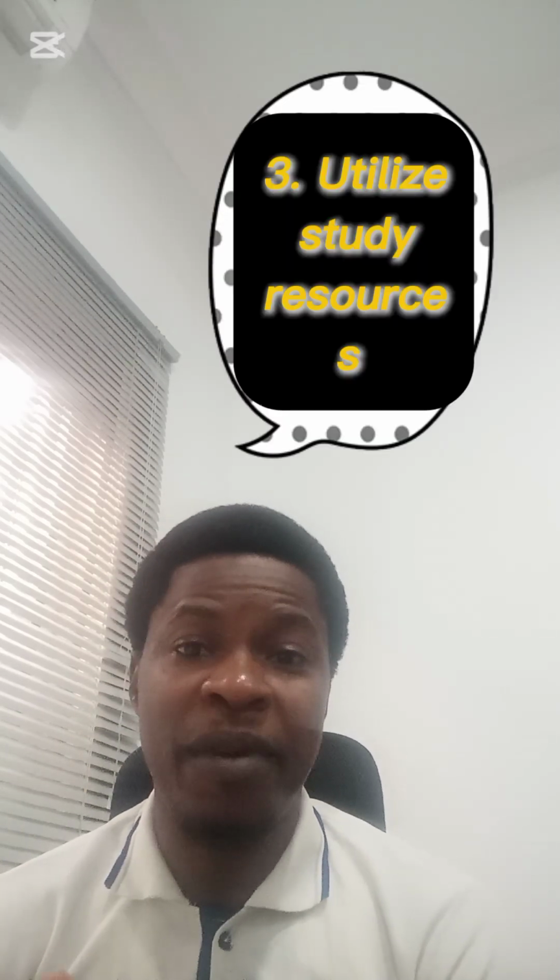The third step is to utilize study resources. When we talk about study resources, we talk about the use of textbooks, recommended textbooks. There are recommended textbooks for each of the subjects. There are literatures that have been recommended. Go online, get them. Those are textbooks.